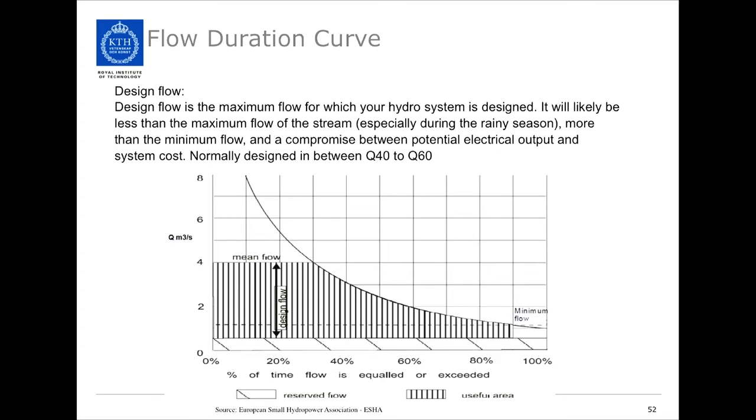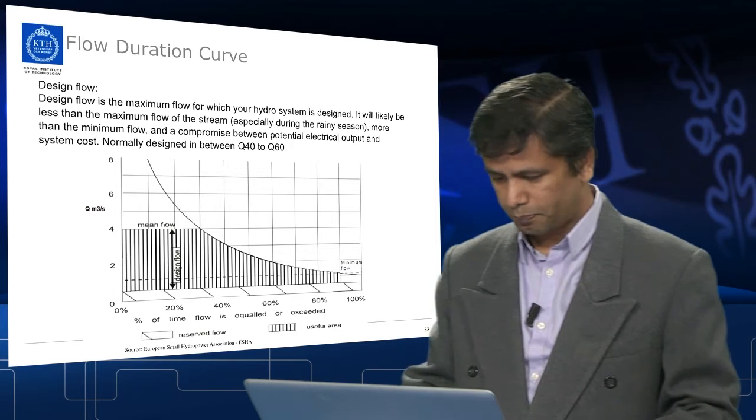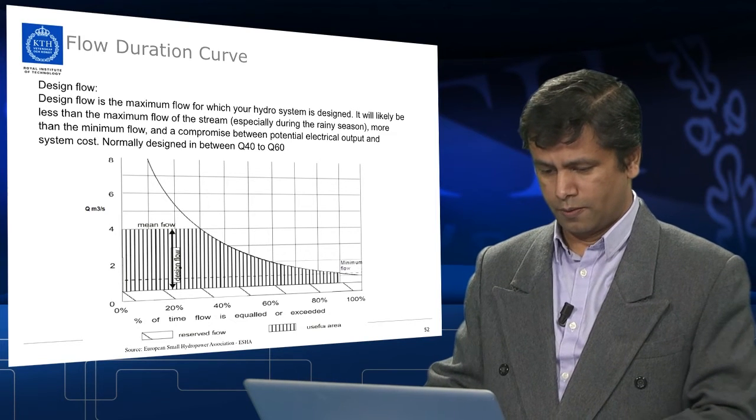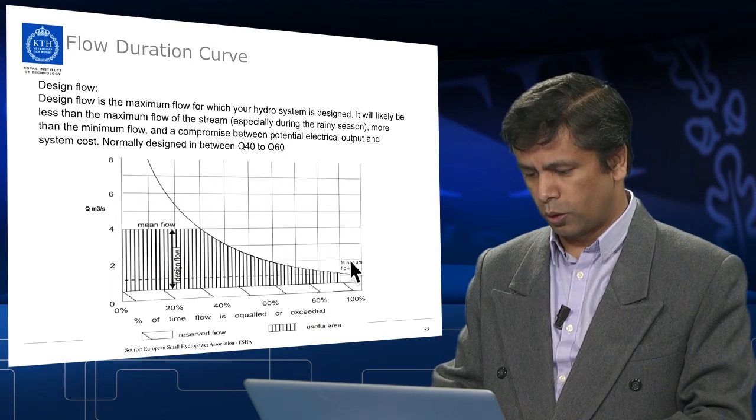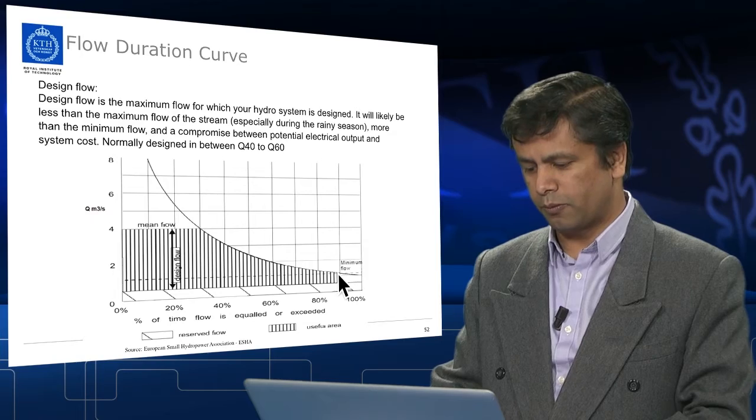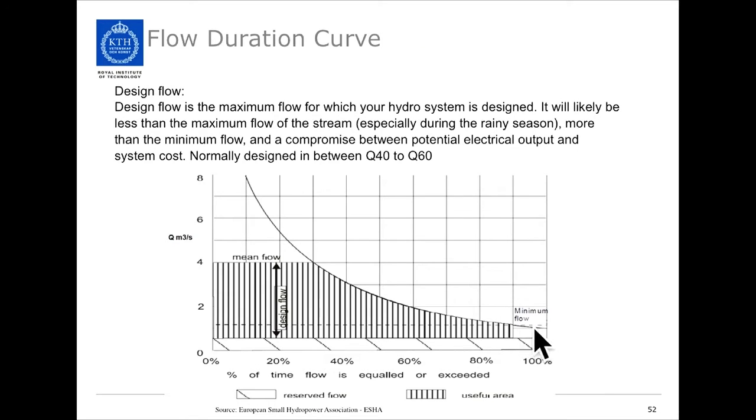So you need to calculate how much power there is and what it means in terms of economic analysis. Here you can see the lowest line is the minimum flow, this is the highest flow available in a year, and this is the mean flow. As I said earlier, you can design at the mean flow, or normally the practice is to design at Q40 or Q60.